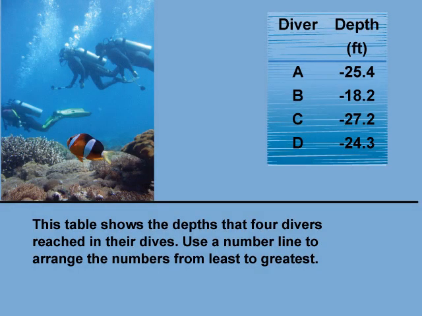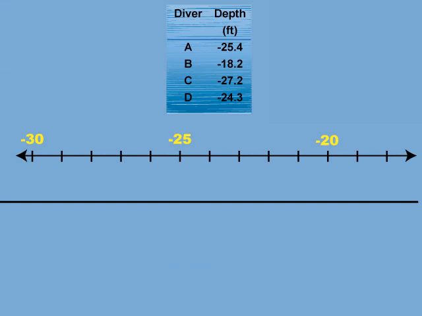This table shows the depths that 4 divers reached in their dives. Use a number line to arrange the numbers from least to greatest. This number line has 3 integer values marked -20, -25, and -30. We can use these numbers to approximate the locations of the 4 data points in the table.